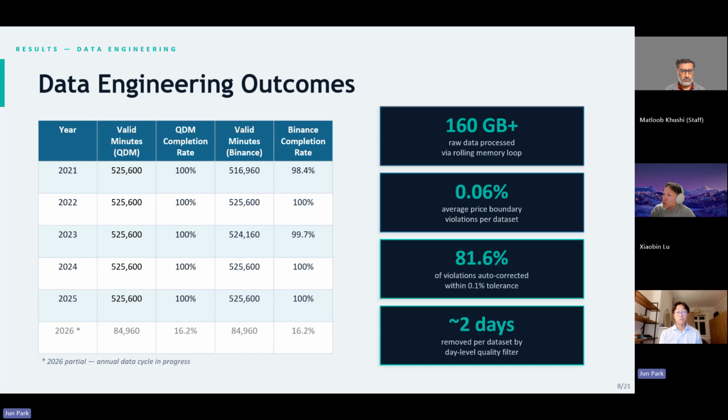The pipeline performed strongly across all 5 years of data. So both QDM and Binance sources achieved near complete extraction, with the partial 2026 figures just being that the annual data cycle isn't done yet this year.